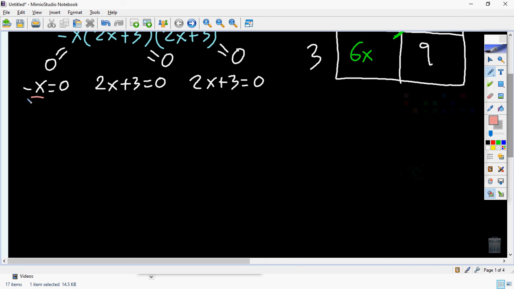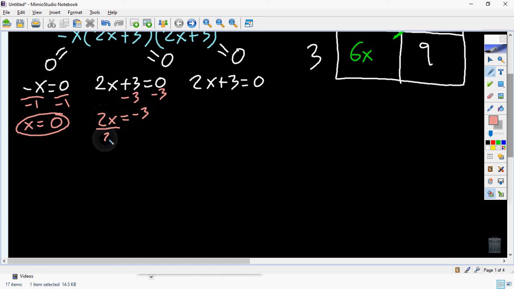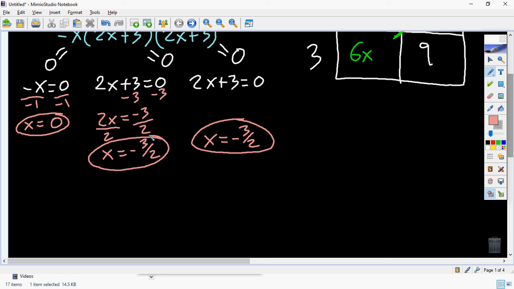So for this one, I'll divide both sides by negative 1, and I get x equals 0. There's one of my roots. For this one, I'll subtract 3 and get 2x equals negative 3. Divide by 2. x equals negative 3 over 2. And I see this one's exactly the same, so this will give me another x equals negative 3 over 2. So this root right here occurred twice.